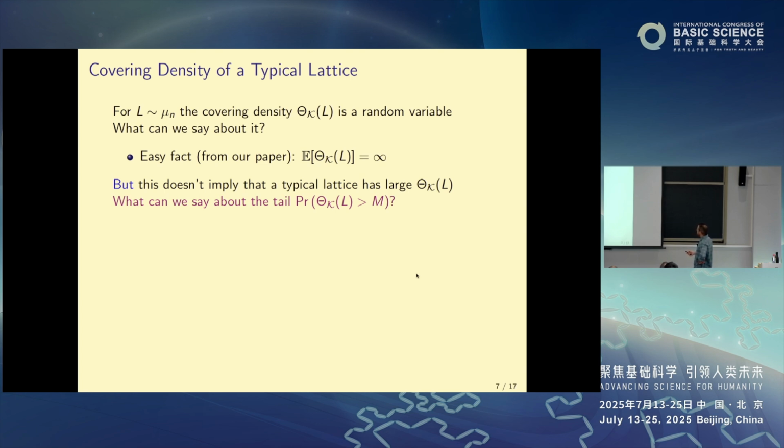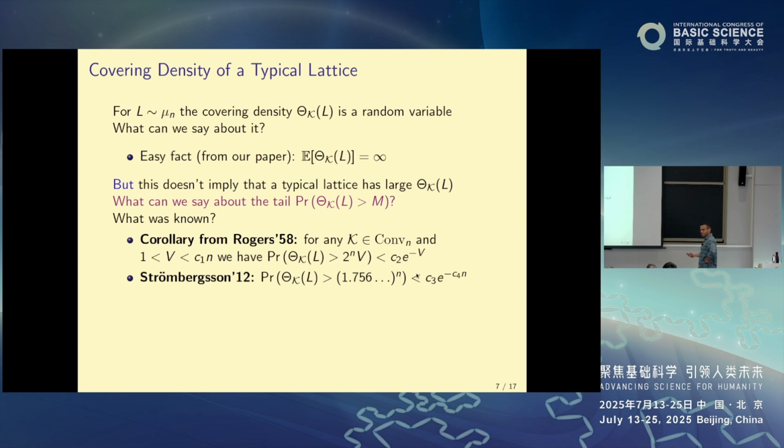Yes. So the question we ask is about the tail probability. What is the probability that the covering density of a random lattice exceeds some number m? So few people have looked at this before. Rogers didn't really look at this, but you can easily deduce from his result a bound that says that for V between 1 and n, and any convex set, the probability that the covering density of a random lattice exceeds this is exponentially small. Basically, a random lattice will not have covering density greater than 2 to the n with very high probability. This is what this result shows.